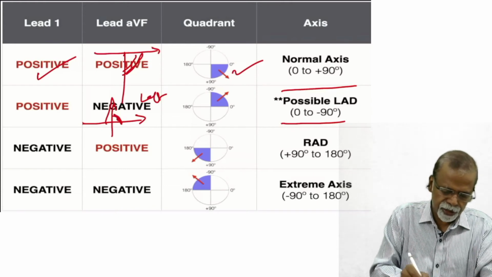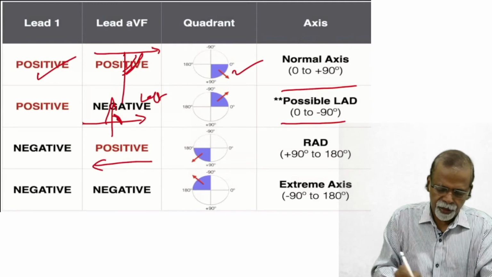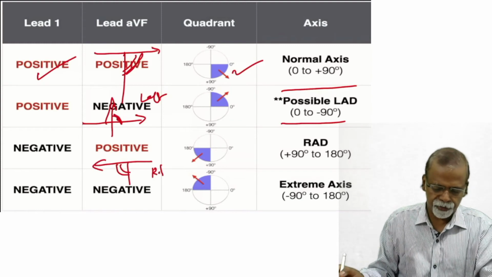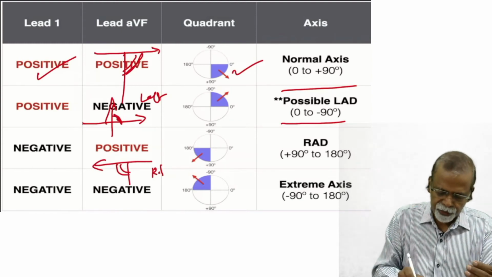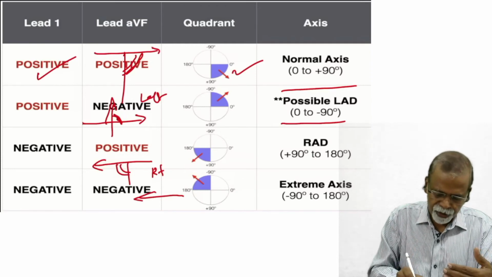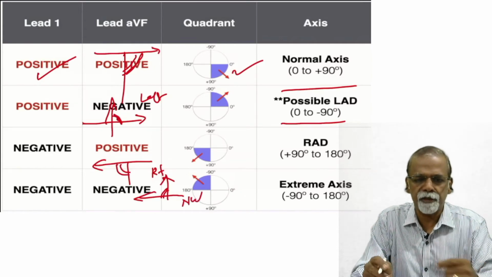Then take the next thing, lead 1 is negative. So the current is going in this direction. AVF is positive, so this will be in this quadrant. So this is the right axis deviation. Lead 1 is negative, the current is going in this direction. AVF is also negative, meaning the current is going away from the positive pole of the AVF. So it is in this quadrant. So this is the northwest axis or extreme axis deviation.